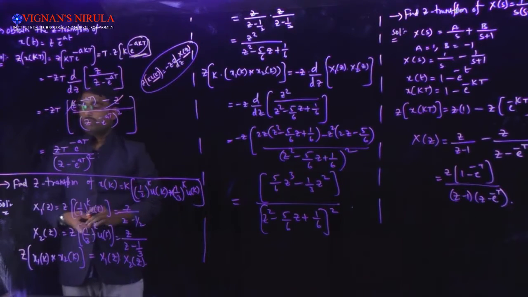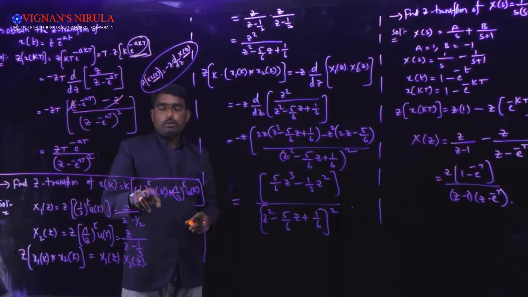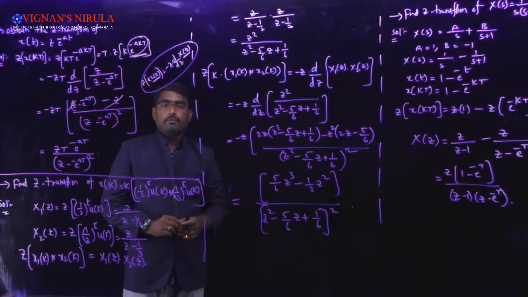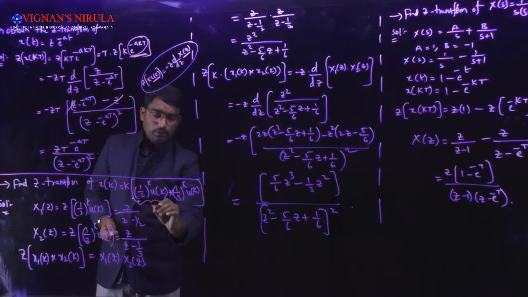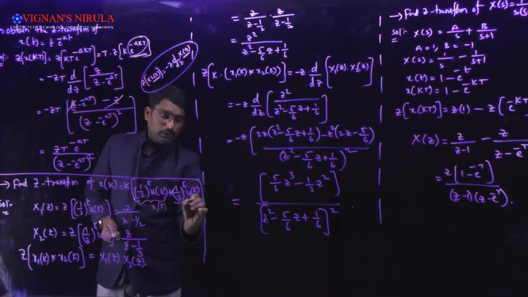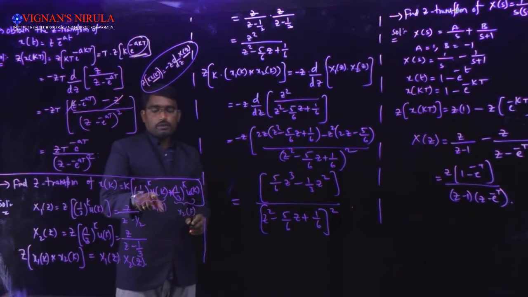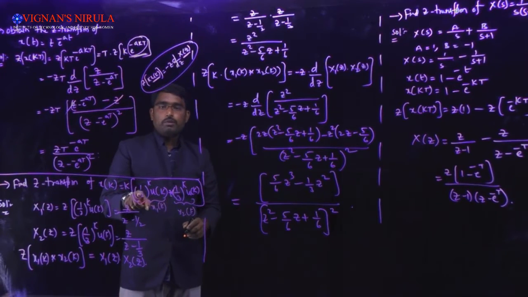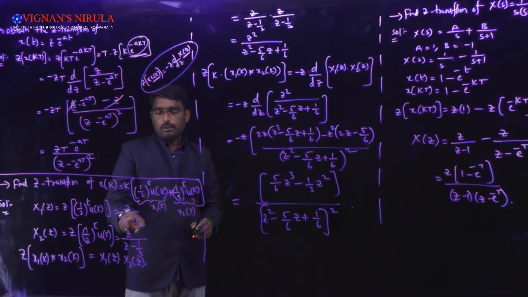Now let us solve one more example. Find Z transform of x of k equals k into 1 by 2 whole power k into u of k convolution 1 by 3 whole power k into u of k. Here I am taking this as x1 of k and this as x2 of k. So for x1 of k, X1 of z, we know that Z transform of a power k into u of k is z by z minus a. Here in the place of a we have 1 by 2, so the Z transform is z by z minus 1 by 2.